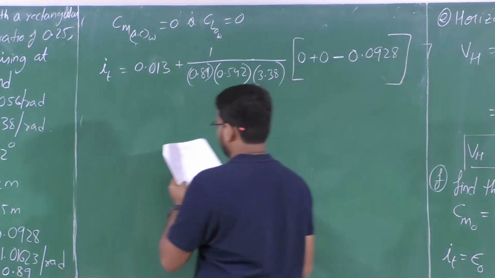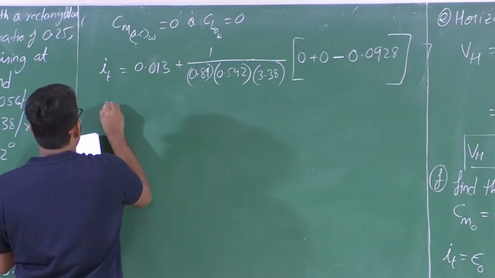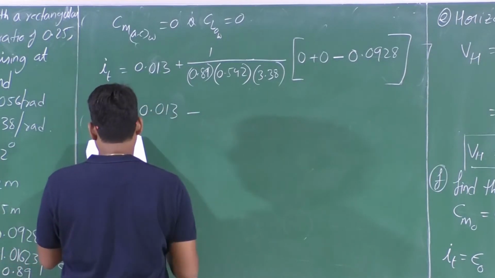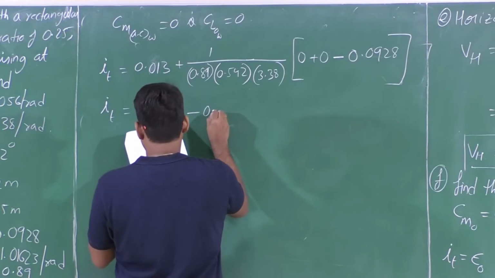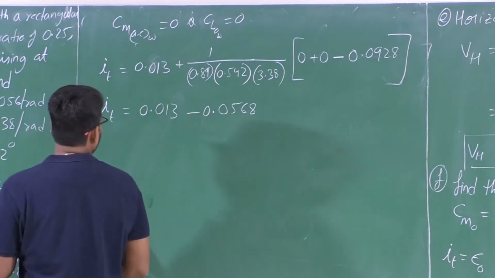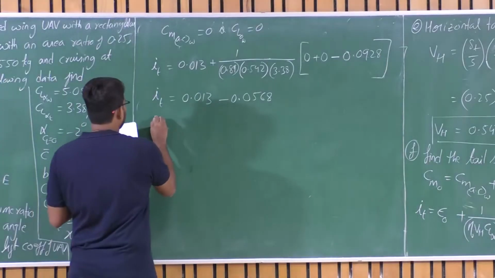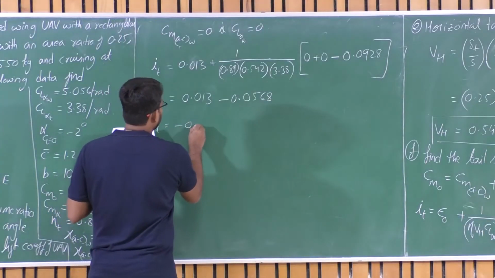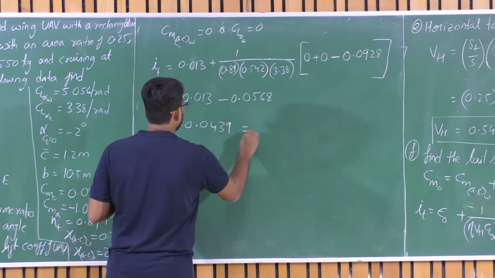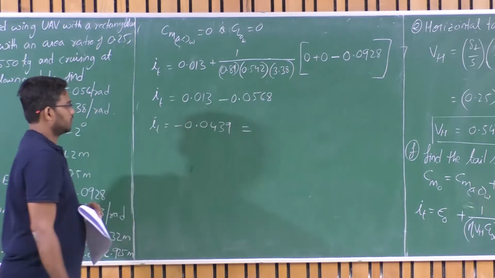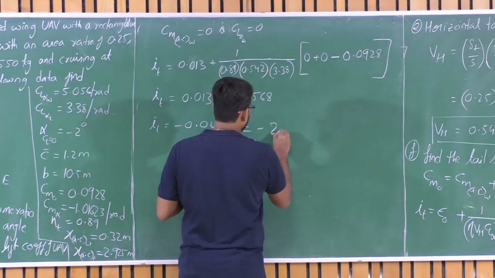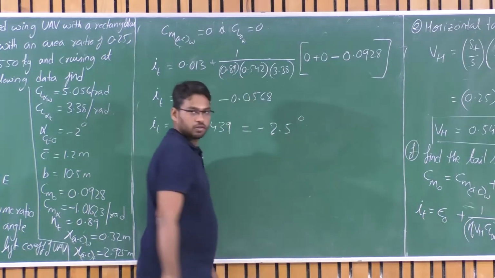So what you end up having is, I of t is equal to 0.013 minus 0.0568. Right. So what is the value? IT is minus 0.0439, which is approximately how many degrees? This is in radians. So this is minus 2.5 degrees. Okay.